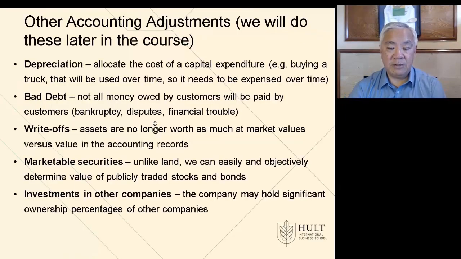Other adjustments we'll do a little later in the course. I just want to give you a preview for them. Depreciation, that's like the table where you spend money to buy some hard asset for a long time, and as you use it, you allocate the cost to that particular period. Bad debt, this reflects that sometimes people say they're going to pay us and they don't. So this is how we do accounting for bad debt. Again, we'll cover this later.